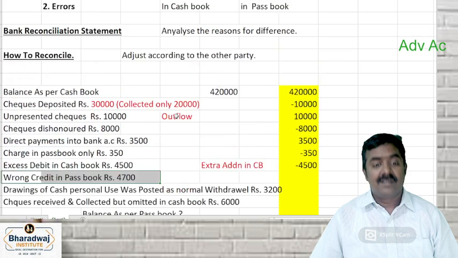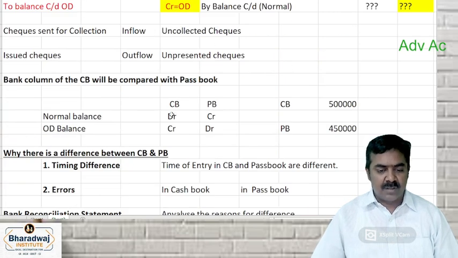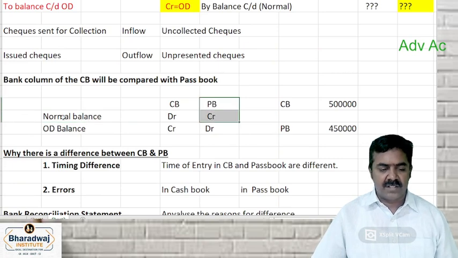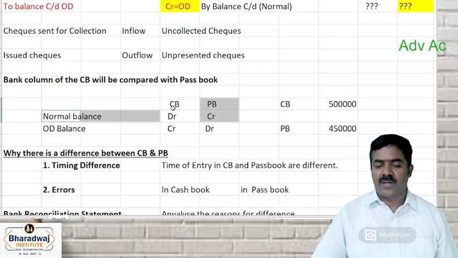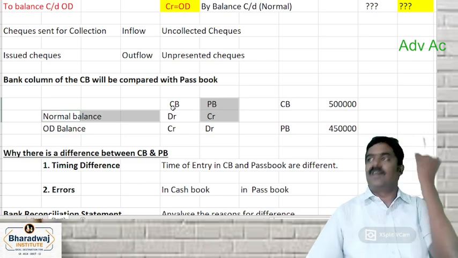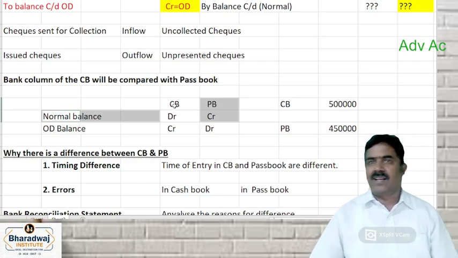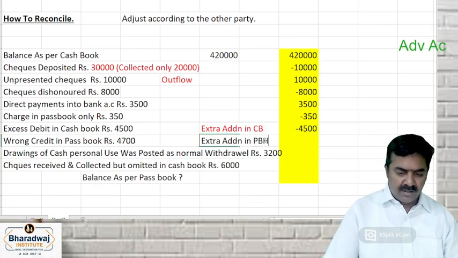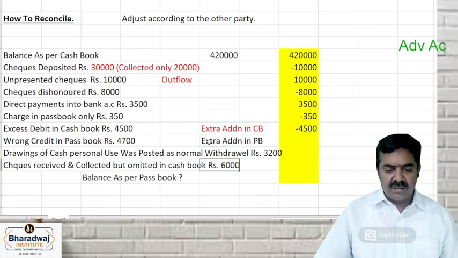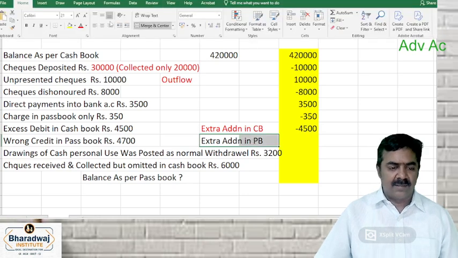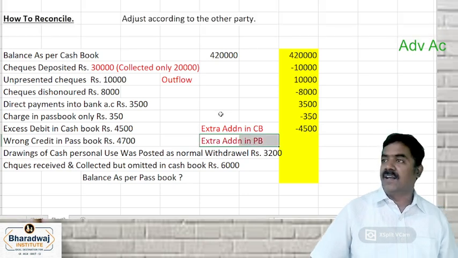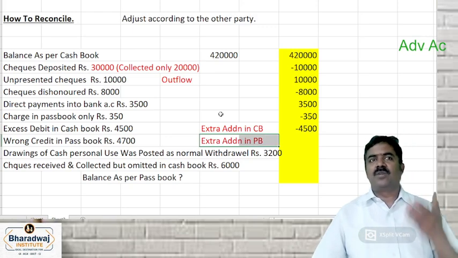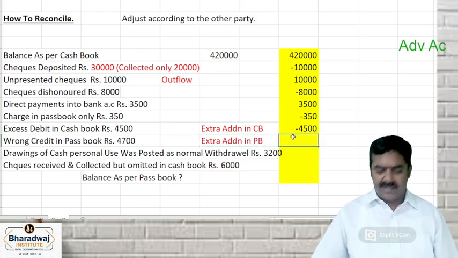Wrong credit in passbook. Look at the passbook. Credit balance is a normal balance. So whenever the bank is crediting, they are adding. It's an extra addition in which one? Passbook. Sir, is it wrong or right? We are not looking at that. Are we rectifying an error or reconciling? So in the passbook, they added extra. Let us also add it.